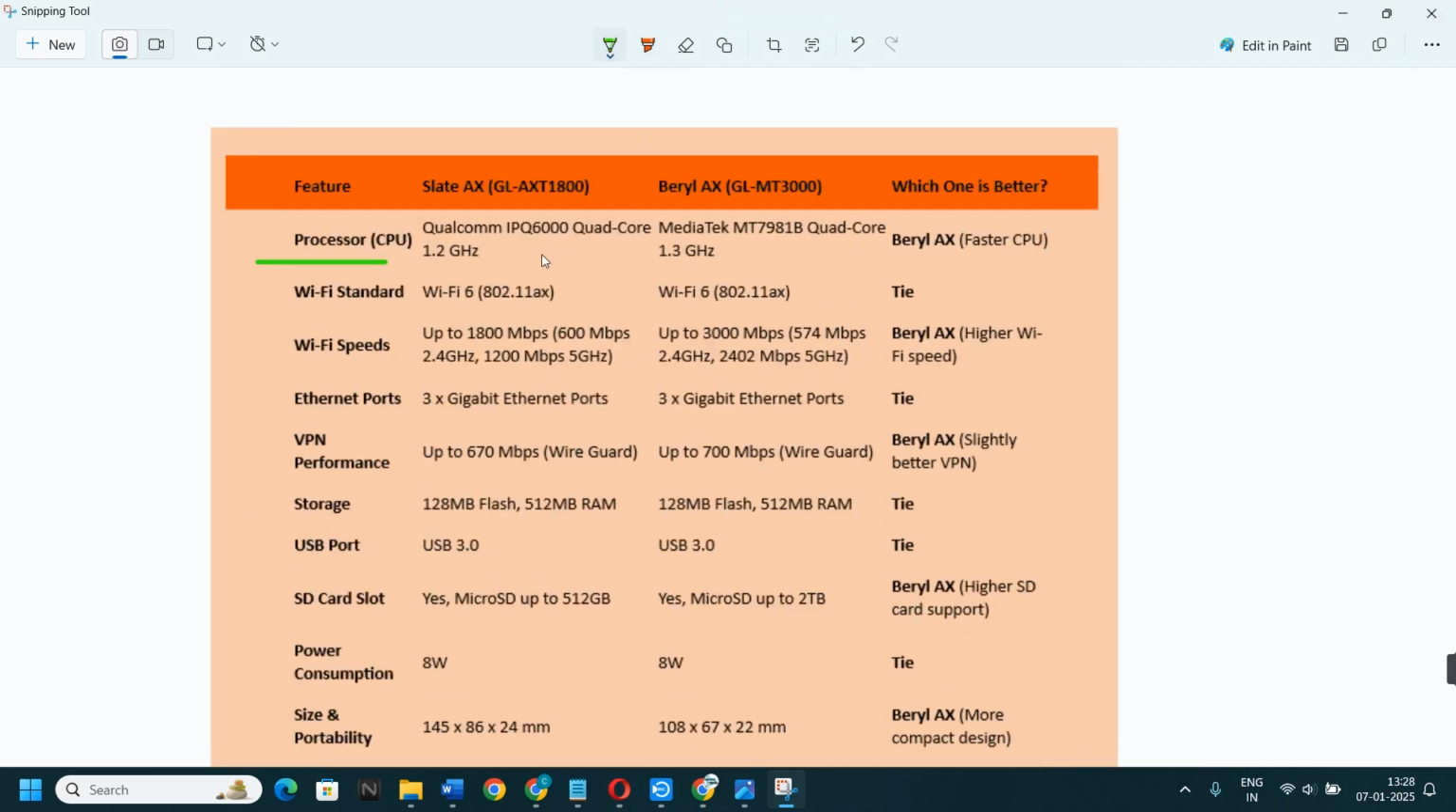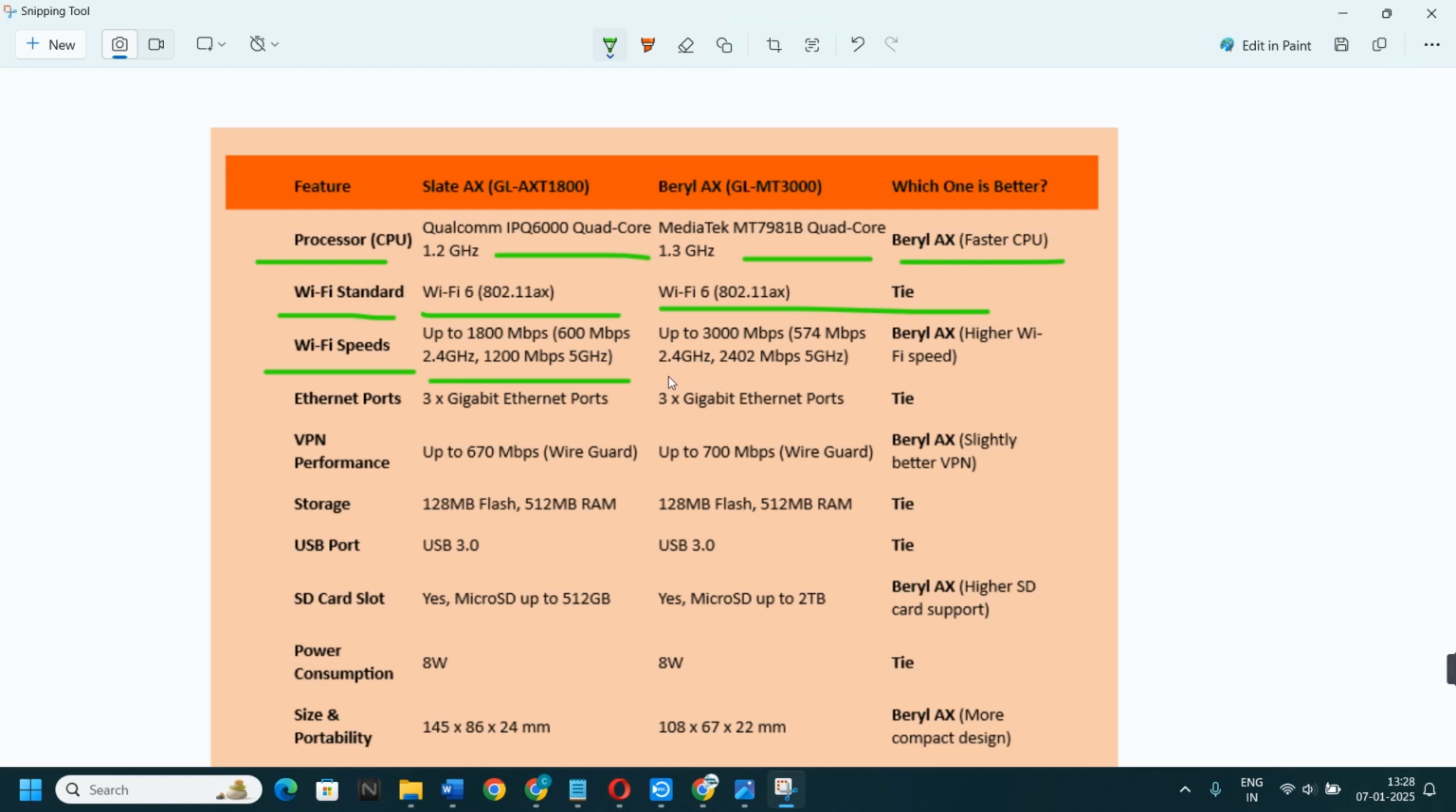The Slate provided a Qualcomm IPQ6000 quad-core 1.2 GHz processor, and Beryl provided a MediaTek MT7981 quad-core 1.3 GHz processor. So Beryl is better. Now let's look at the Wi-Fi standard. Slate provided Wi-Fi 6 802.11ax, and it is also provided by Beryl, so both are equal. Now let's look at the Wi-Fi speeds. The Slate provided up to 1800 Mbps, 600 Mbps on 2.4 GHz, 1200 Mbps on 5 GHz, and Beryl provided Wi-Fi speed up to 3000 Mbps, 574 Mbps on 2.4 GHz, 2402 Mbps on 5 GHz, so Beryl is better.